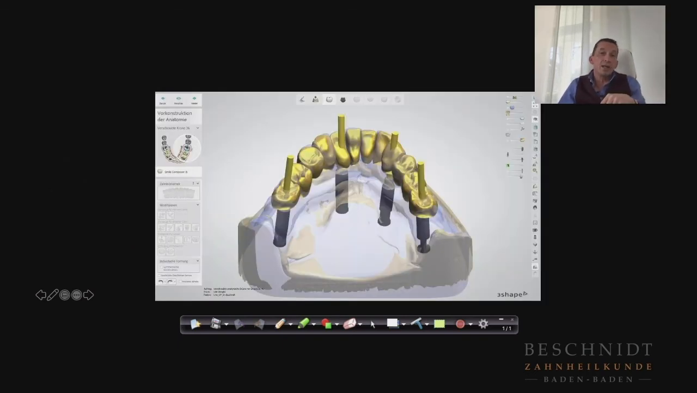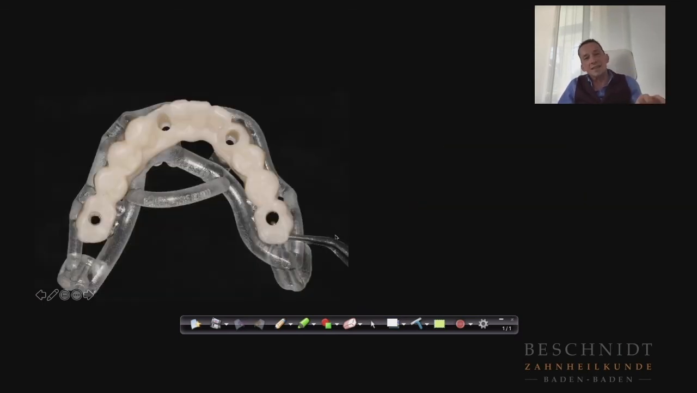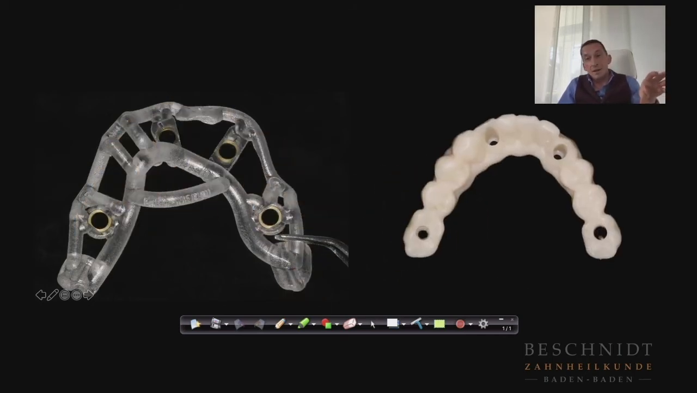At the same time, we digitally produce the final abutments and, of course, the long-term provisional, which is then milled out of a resin material. So this is what we get directly before surgery. It's the drilling guide and the long-term provisional.